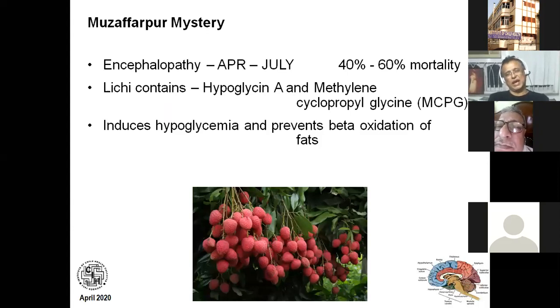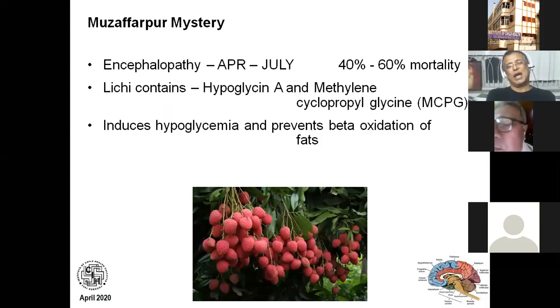gluconeogenesis. And already these malnourished children of Bihar have very little glycogen stored, and often they skip the night time food, that is dinner, and they develop early morning hypoglycemia. And because medical facilities are not there, by the time they receive glucose, it is too late. Either the patients die or they develop irreversible damage.